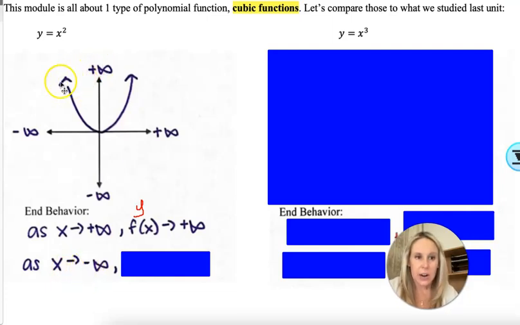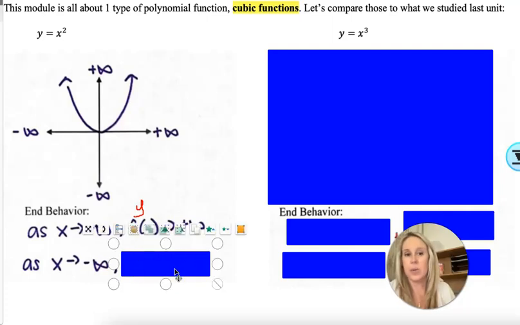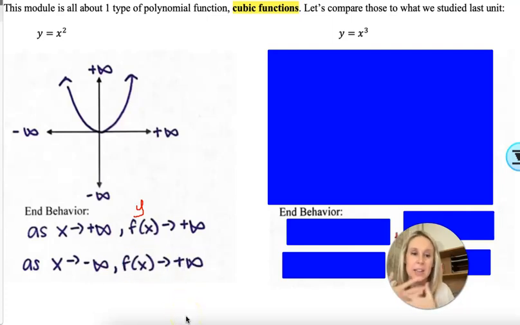So your left arrow is also pointing up, and so I know my y's are also going to positive infinity, which again, instead of y for this module, we're going to say f of x to be fancy. Okay? So that was last module, quadratics and end behavior. What does a cubic look like?